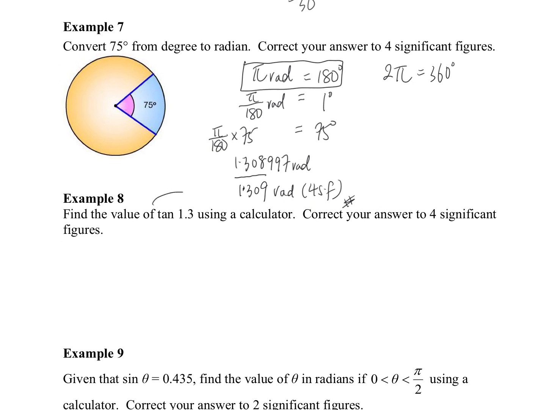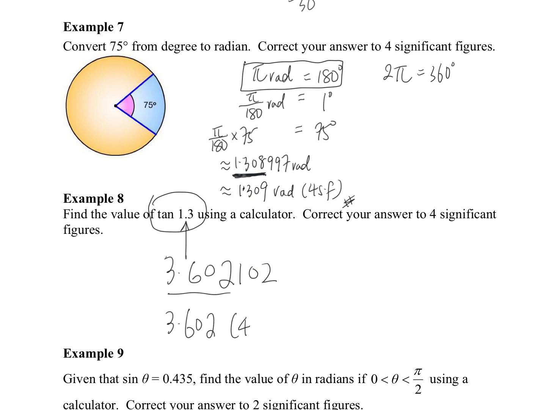Okay, anyway, tangent 1.3. Because this one has no angle, you know it's in radians. Make sure your calculator is in radian mode. Press the calculator, it is 3.6022102. Then I round off to 4 SF. I underline because I want the 4 SF. Correct, this one is RAD.